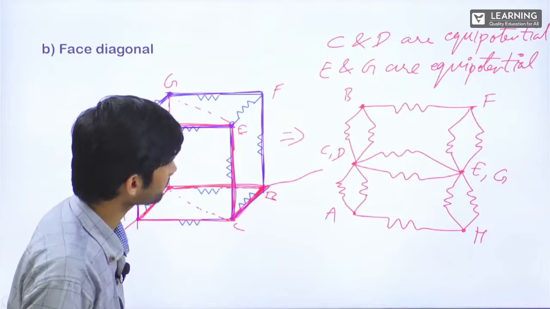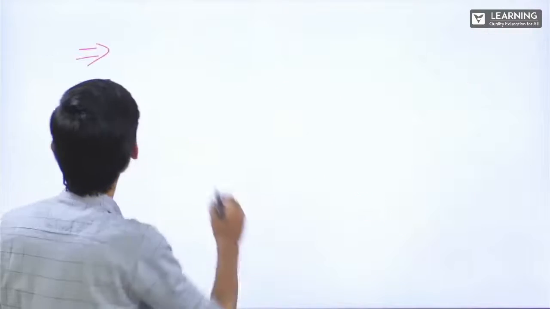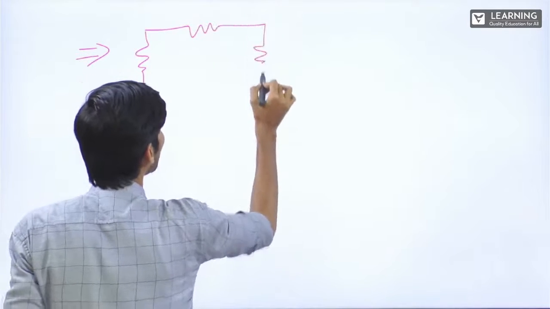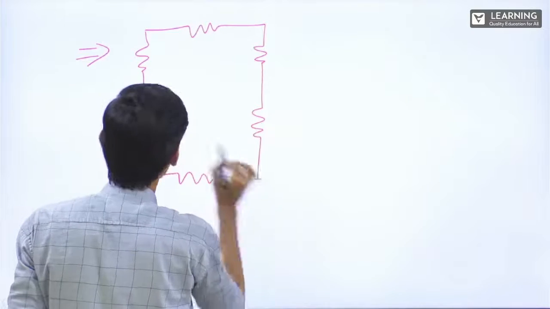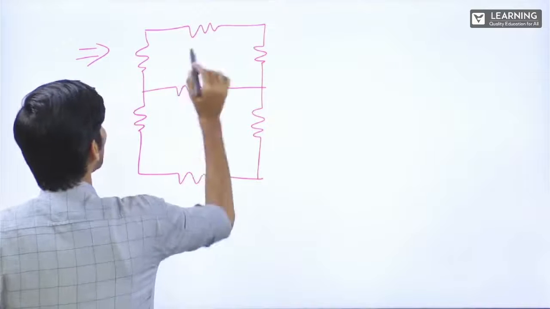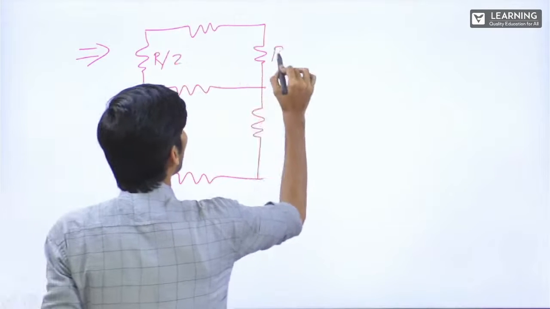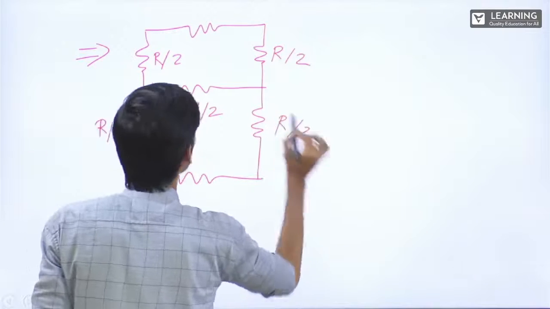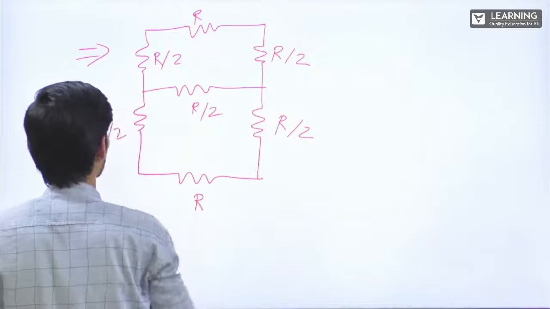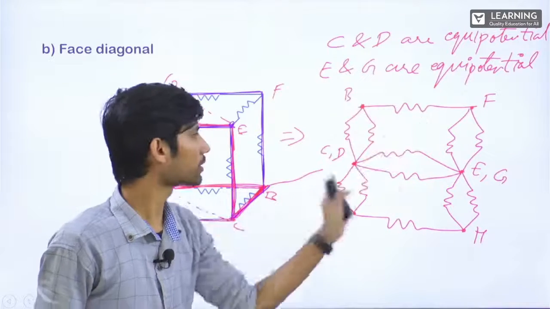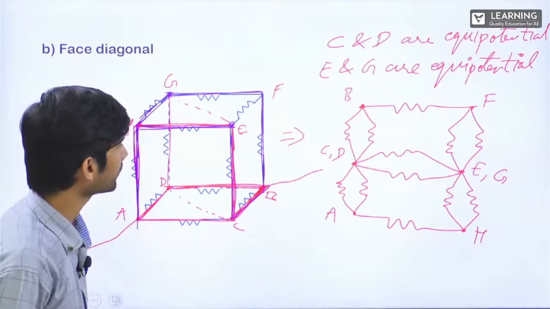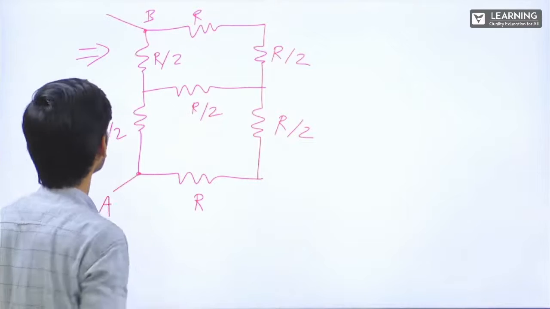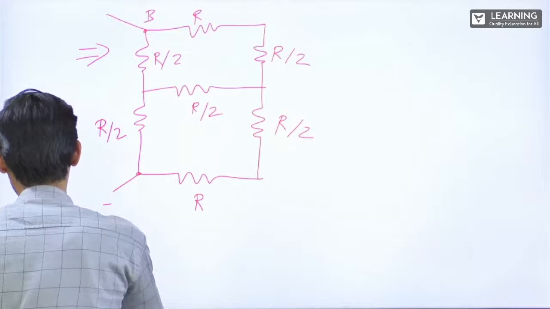So from here, let me make it. R by 2, R by 2, R by 2, R by 2, R by 2, R. Correct? These two are R. Rest all, see, they are parallel to another resistor R. Terminals, this is B, this is A. I hope you got the diagram till here.